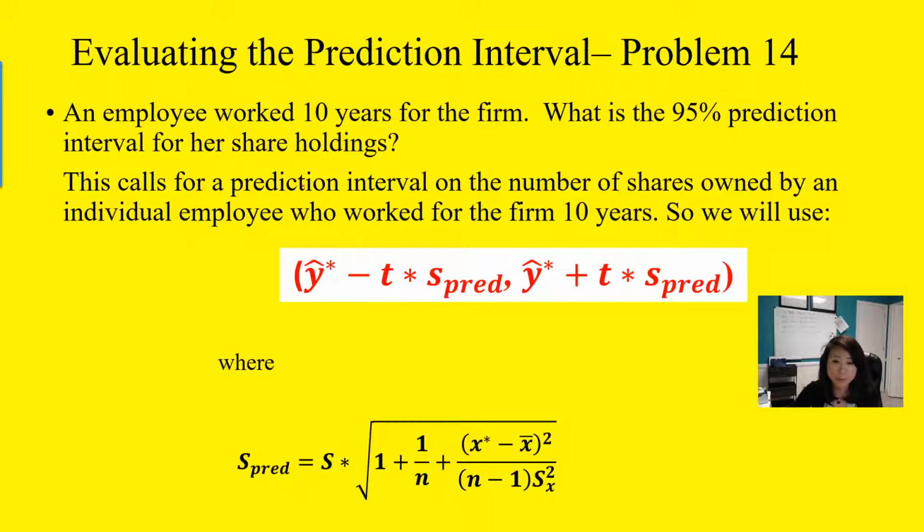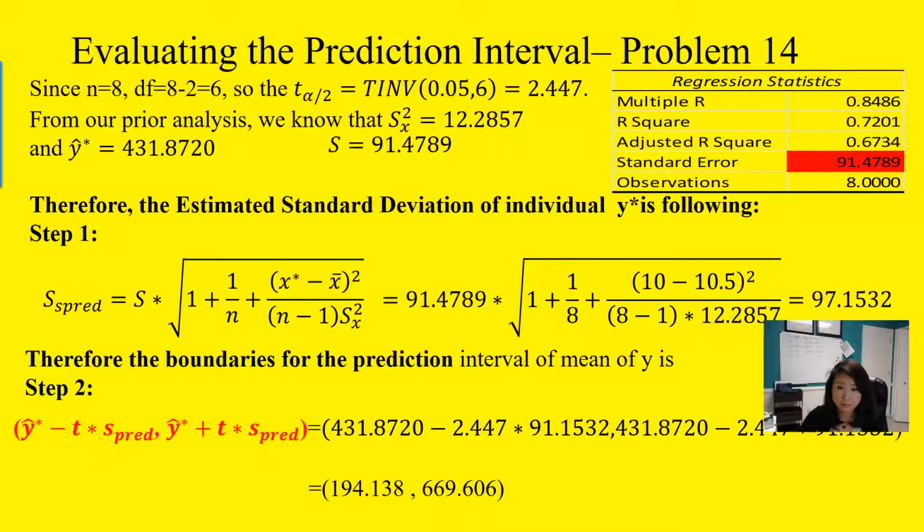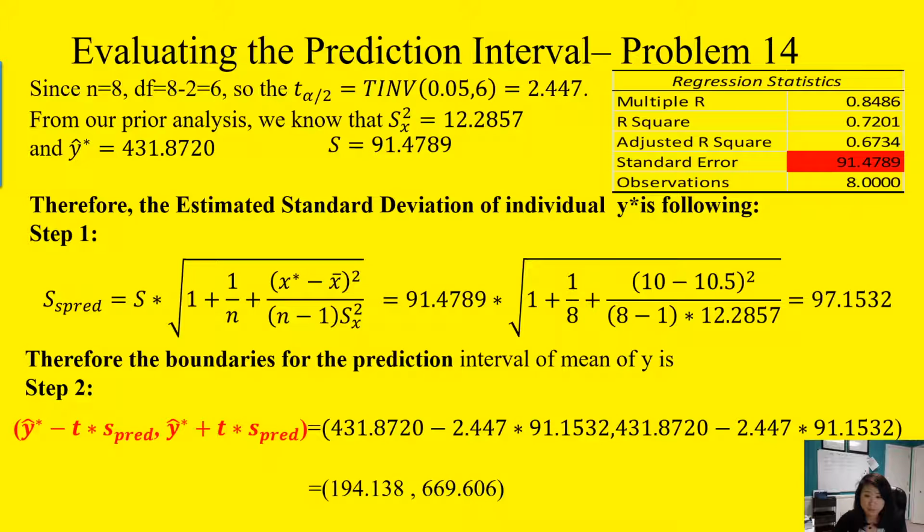How about the prediction interval? So the prediction interval is very straightforward. So everything is the same except when you do the calculation for your first step, you need to add in this actual one inside your square root. So let's see how we do the calculation. Like I said, basically everything is the same, except when we do the calculation in step number 1, we have this actual 1 inside the square root. And then that is what we got, 194 to 669. So that is what we got here.